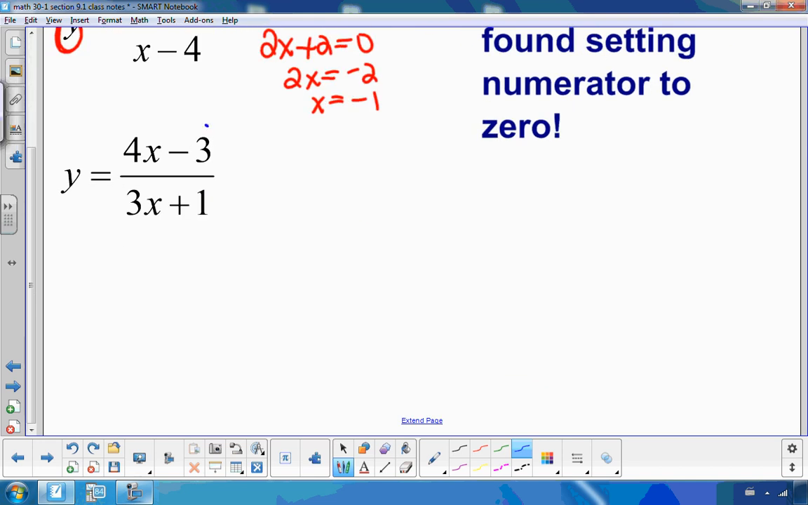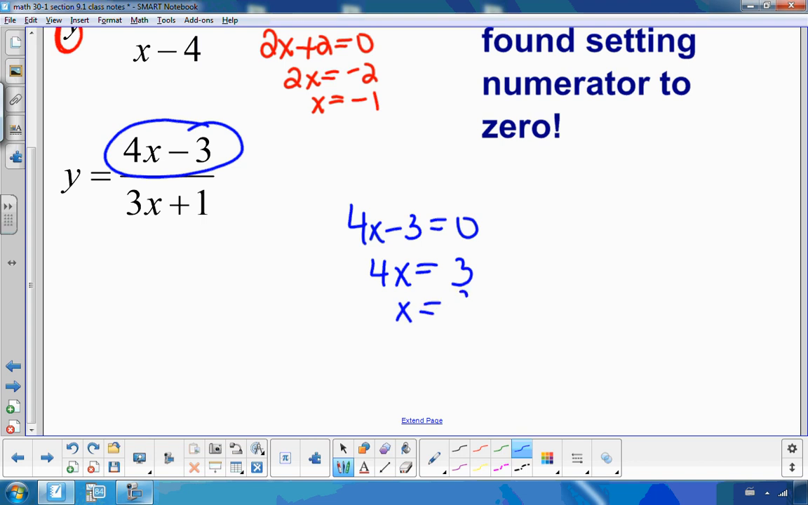Okay, looking at this one here to find the x-intercept, I just set that equal to 0. So 4x minus 3 equals 0, which means 4x equals 3, which means x equals 3/4. So the x-intercept is going to be 3/4 and 0.